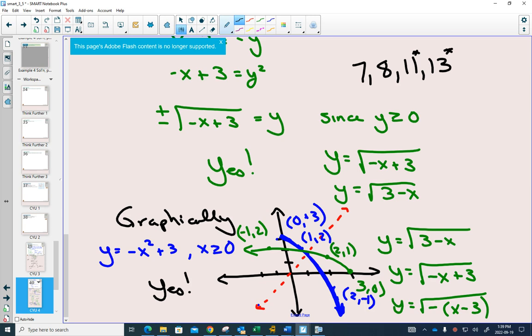And in my notes, I have 11 and 13 with a star. That means that they're problem-solving questions. They will require a little bit more thinking on your part.